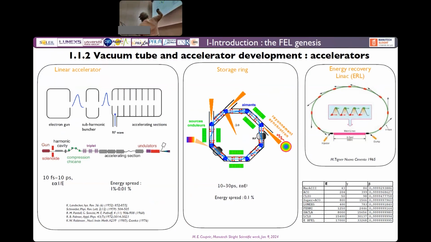Or we can use a storage ring where we recirculate the electrons. So some electrons lose energy by emitting synchrotron radiation, and this energy loss is made up by the radio frequency cavity, which gives back the energy which has been lost. Or we can combine these two types of accelerators in energy recovery linacs, where we do a single pass and the electrons give back the energy to the RF field, and then it's accelerated again.